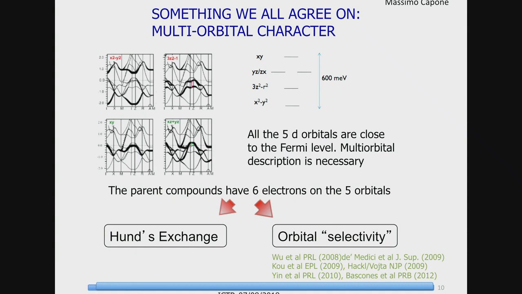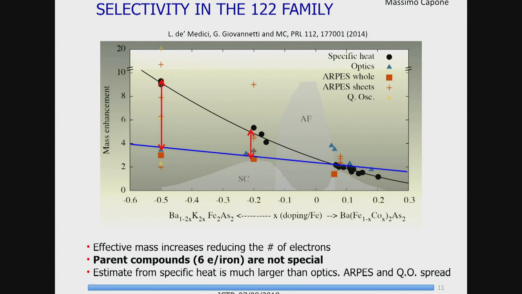interesting, I would say. The fact that we have many orbitals brings about two important things. One is that we certainly have to take into account the Hund's exchange coupling, and the other is that since we have different orbitals, we might have a different behavior between different orbitals, which is the orbital selectivity I am mentioning.